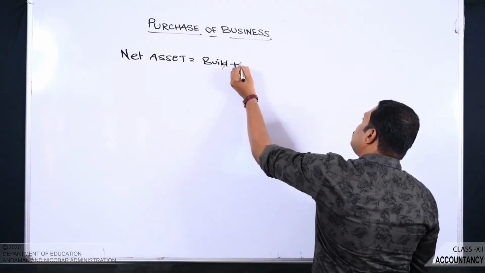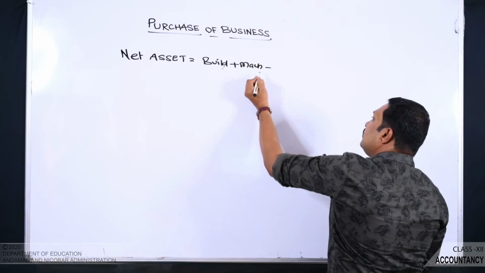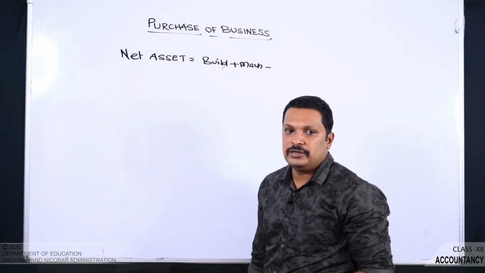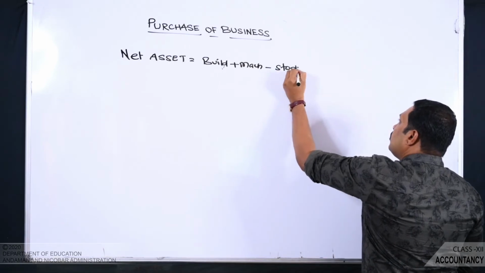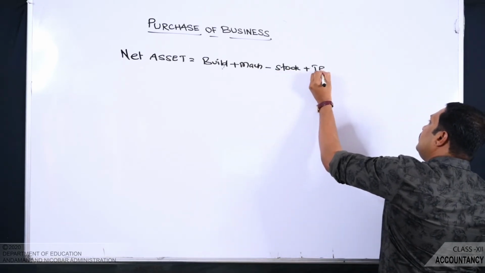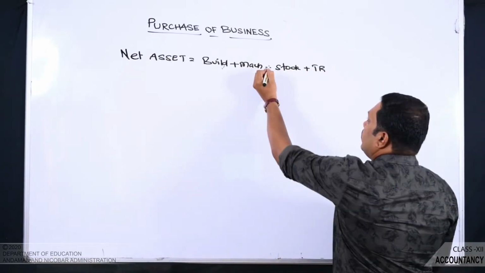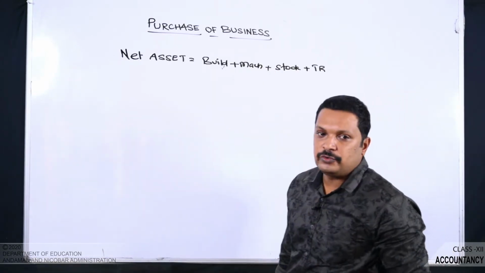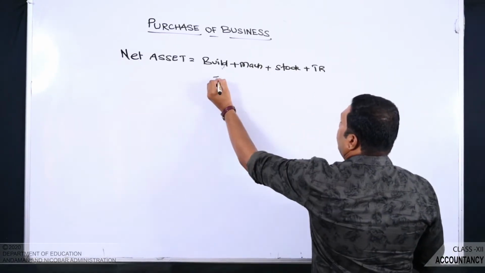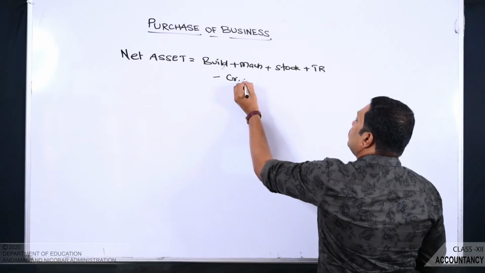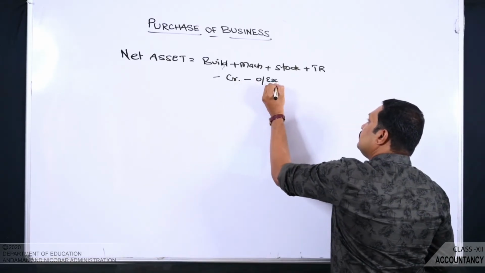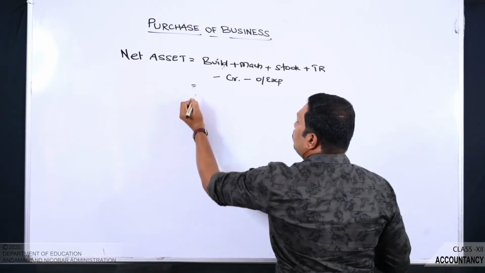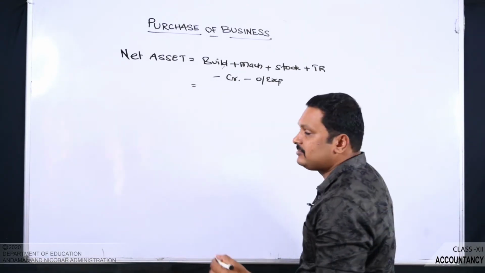Building plus machinery, stock, trade receivable. Then you have to deduct creditor, then outstanding expenses. So the amount is given, no. What is the amount of building? Building is 35 lakh.